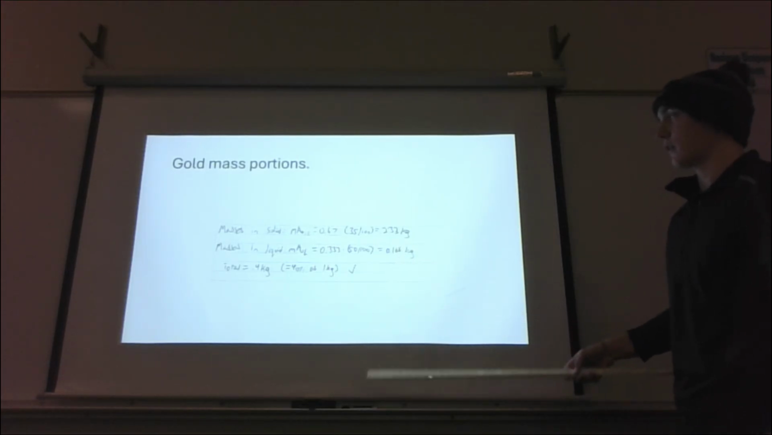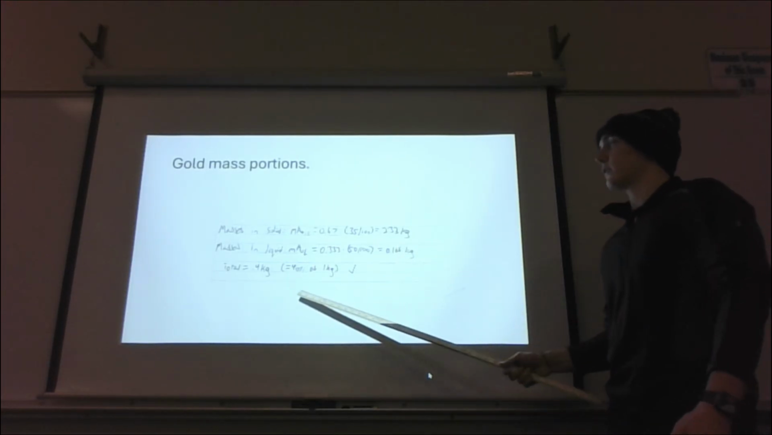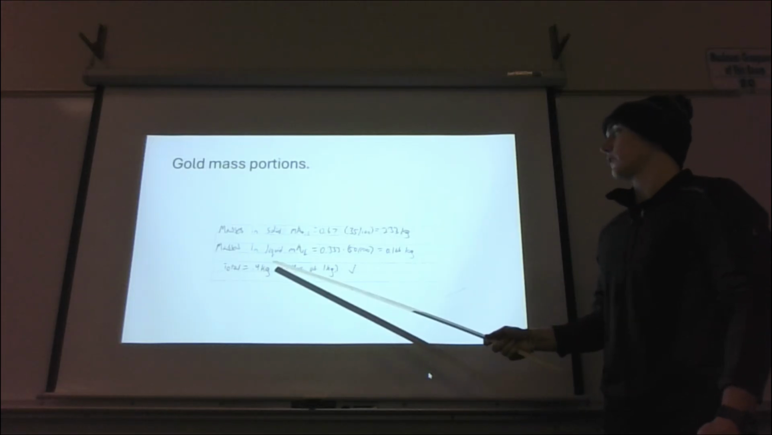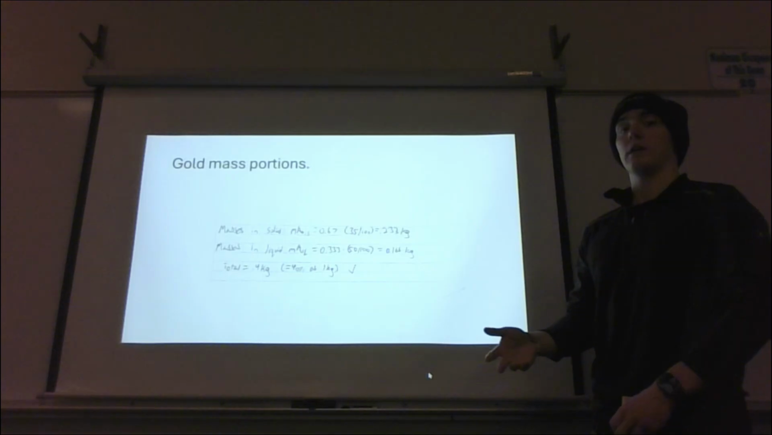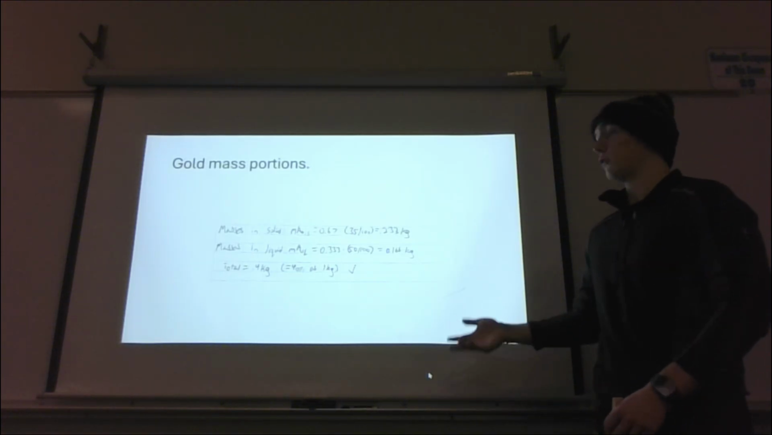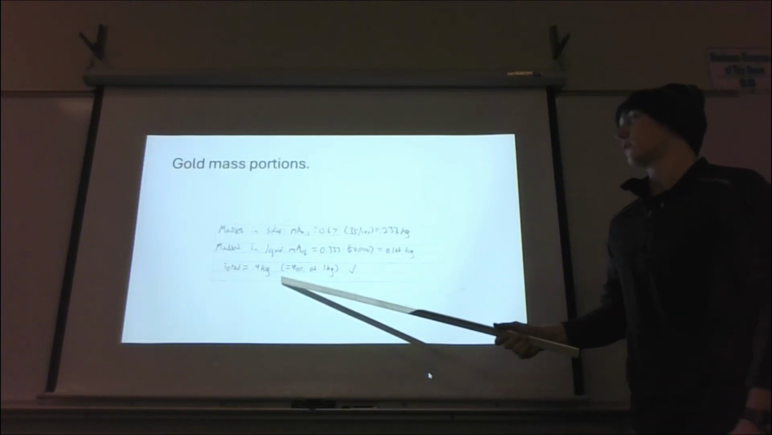And if we add these two numbers together as just a quick check, we'll see that we have 0.4 kilograms. So if we have 40% gold of a 1 kilogram system, we should get 0.4 kilograms, so this does check out.